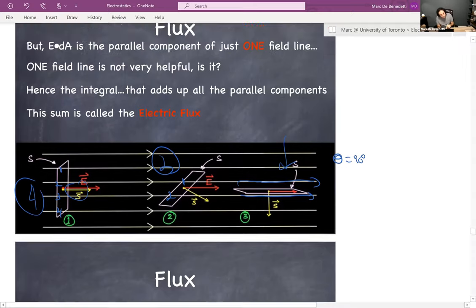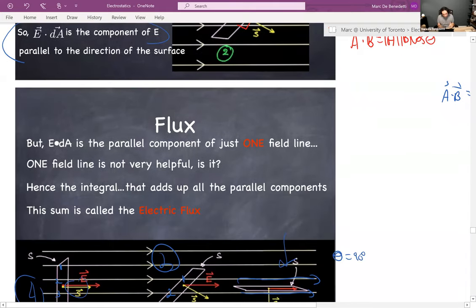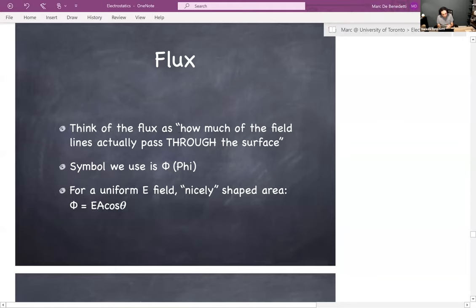So going back to this, what does E dot dA mean? How do you think of it? The way you think of it is how many field lines pass through the surface. This quantity is called flux. There's an official quantity for it. It's called flux. Now, because it's an official quantity, there's a symbol for it. The mathematical symbol we use is actually Greek. It's the Greek letter phi, or phi, if you're Kent.